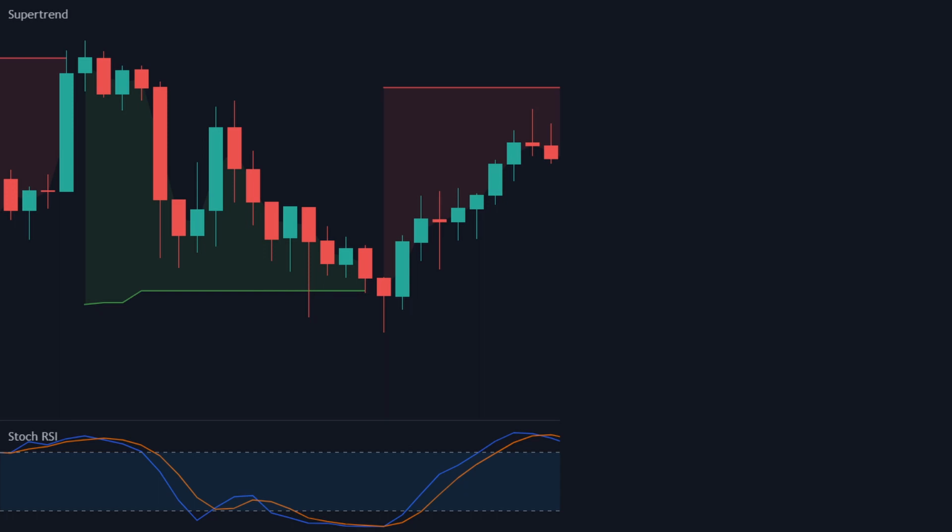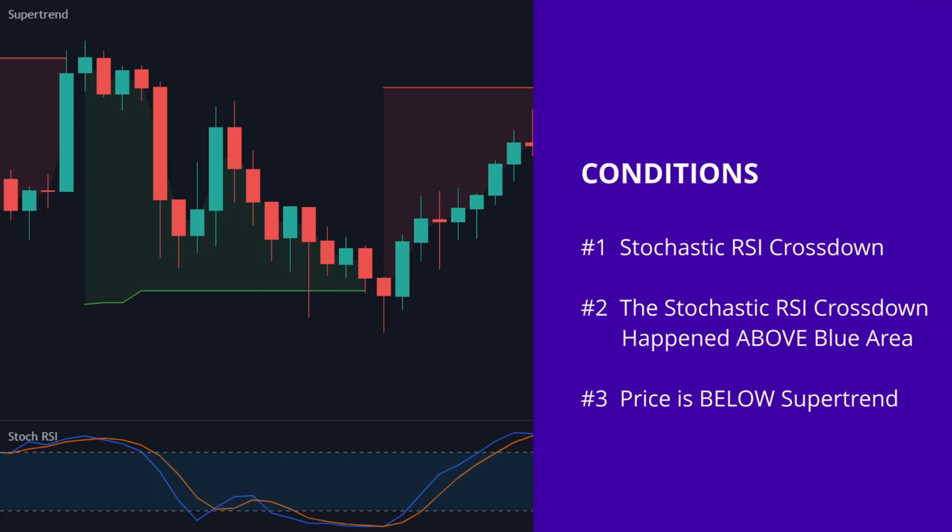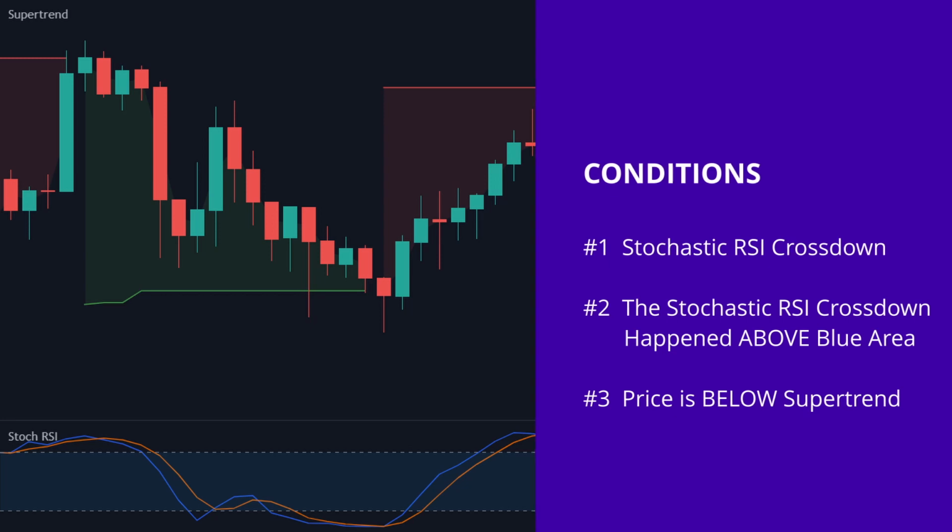This will be our first short trade example. Our conditions are actually a reversed version of our buy conditions. First, the Stochastic RSI 2 lines must cross under. Second, the Stochastic RSI crossover must happen above the blue area. Finally, the price must be below Supertrend.